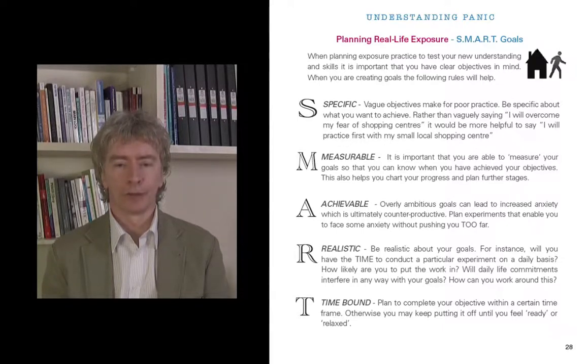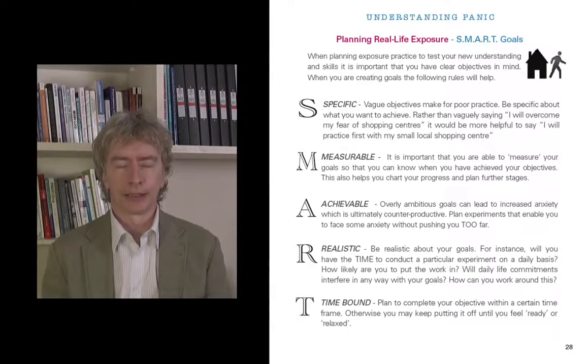A for achievable. Overly ambitious goals can lead to increased anxiety. If you try too much too soon, you can get put off. So what's the point? It's counterproductive. So you just plan experiments that enable you to face some anxiety without pushing you too far. Okay, so a SUDS rating of level 3 or 4, you want to start somewhere, not too low, not too high. Remember the swimming analogy, you just go in step by step, day by day.